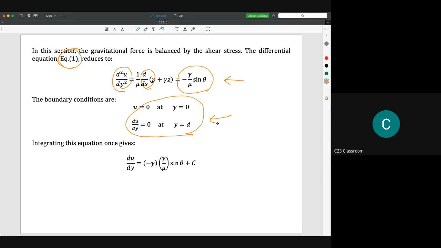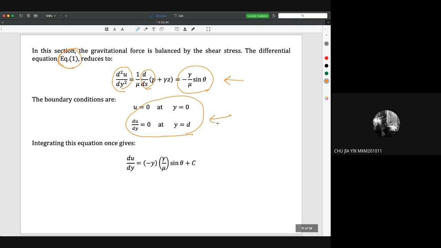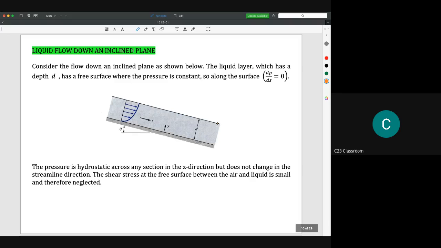So in this situation, Doctor, yes. Why does du/dy appear or occur when y is d? On the surface, du/dy. I'm going to explain that. Okay, so the boundary condition actually depends on the situation. Sometimes you need to study the situation very well, and I hope you have the capability to write down the boundary condition.